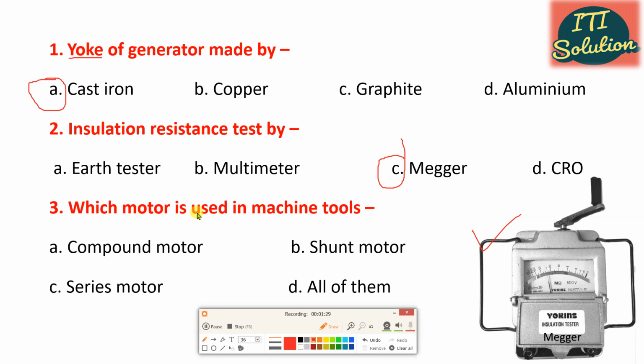Next question, which motor is used in machine tools? Option A compound motor, option B shunt motor, option C series motor, and option D all of them. The correct answer is option B shunt motor. A shunt motor is an almost constant speed motor used for driving constant speed lathes, centrifugal pumps, woodworking machines, reciprocating pumps, machine tools, washing machines, milling machines, grinders, small printing presses, paper machines, metal cutting machines, etc. All kinds of machine tools.